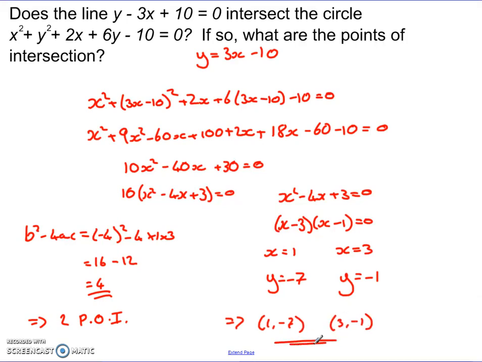Don't forget to put it in this form at the end. This isn't a coordinate. These aren't points of intersection. These are values. Put them in the right format for them being points and coordinates.